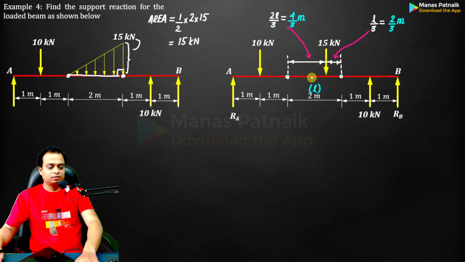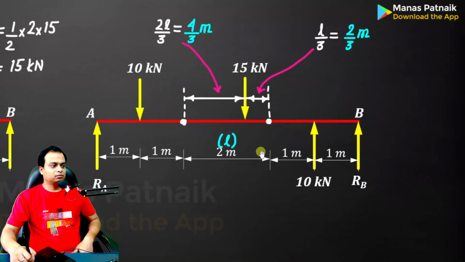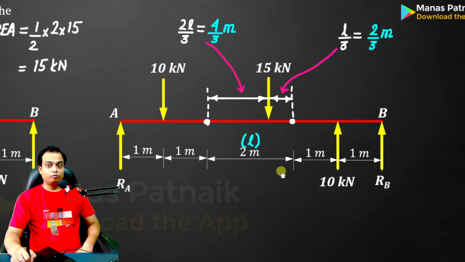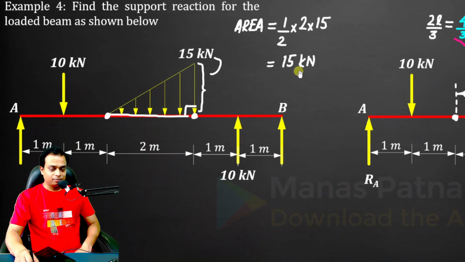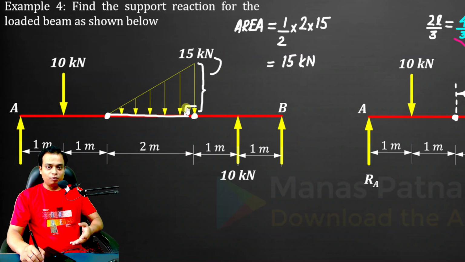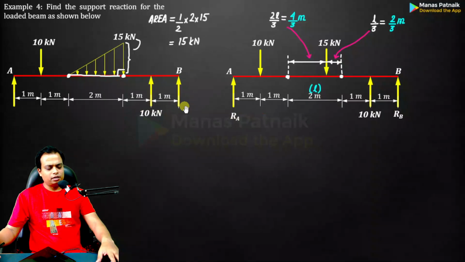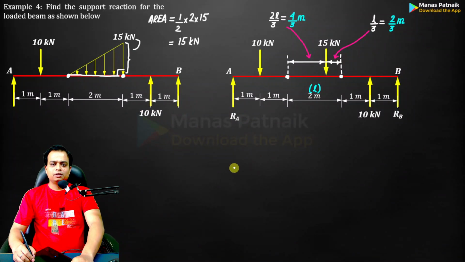Here it is. Let me zoom in. I'm sure all of you saw this. Okay, so from this very point, at a distance of 2 by 3, you've got this load, a point load of 15 kilonewton. This point load single-handedly has replaced this uniformly varying load. Easy peasy. Now let us go ahead with the moment equation.